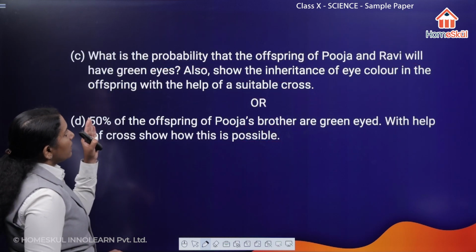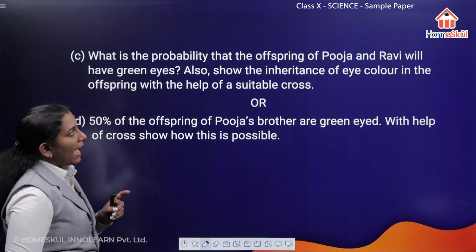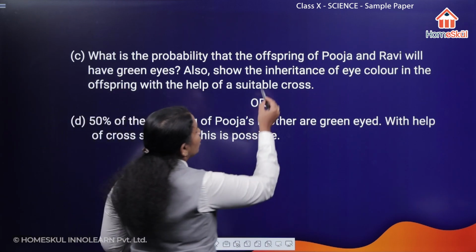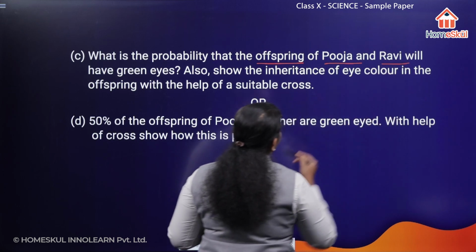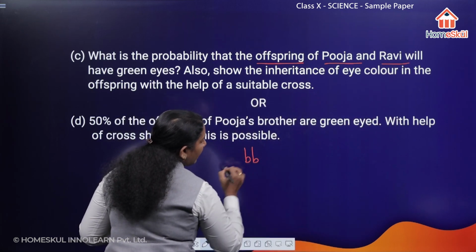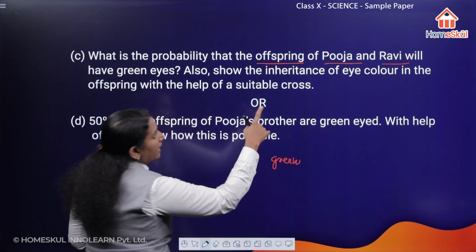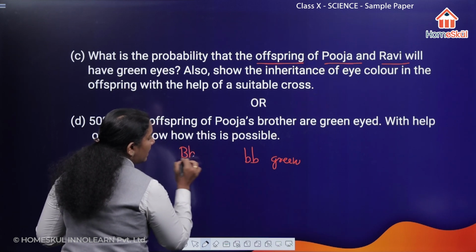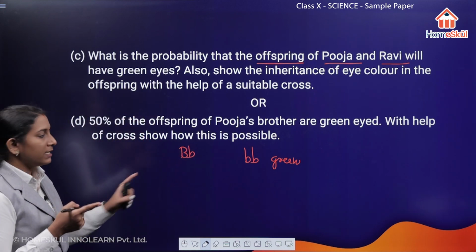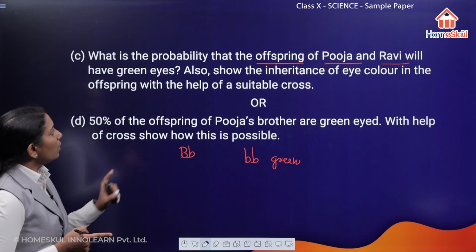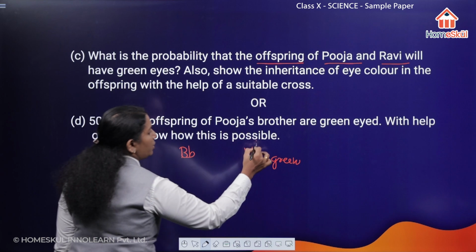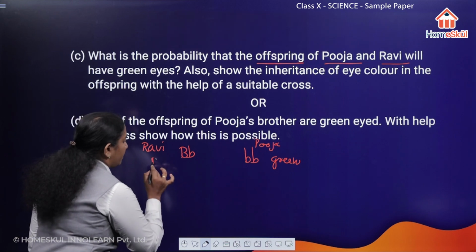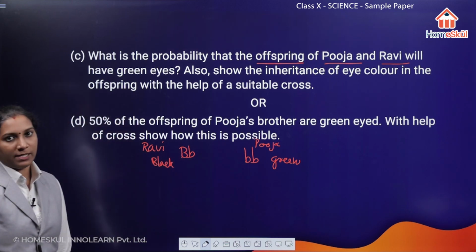Then, what is the probability that the offspring of Pooja and Ravi will have green eyes? We know that Pooja has a recessive eye color, that is green eye color, right? And Ravi is black-eyed, so it can be heterozygous. We are assuming that Ravi has a heterozygous black eye genetic makeup. So these are the parental genetic makeups. This is Pooja and this is Ravi, right? So this is black. We are assuming these are the parents.